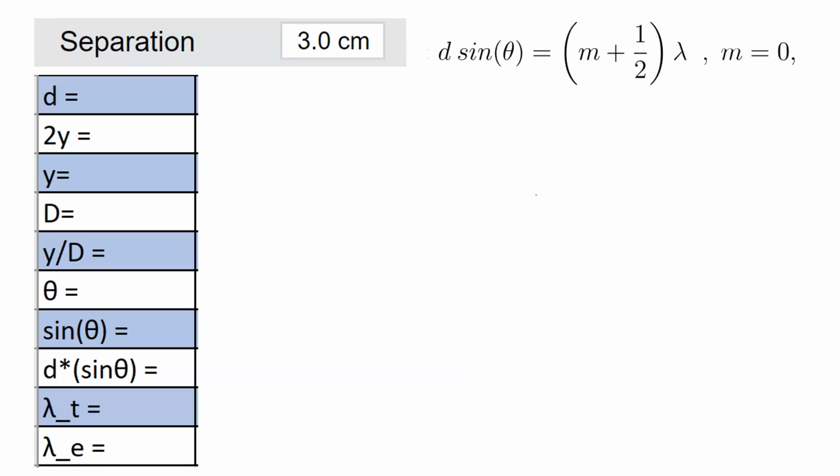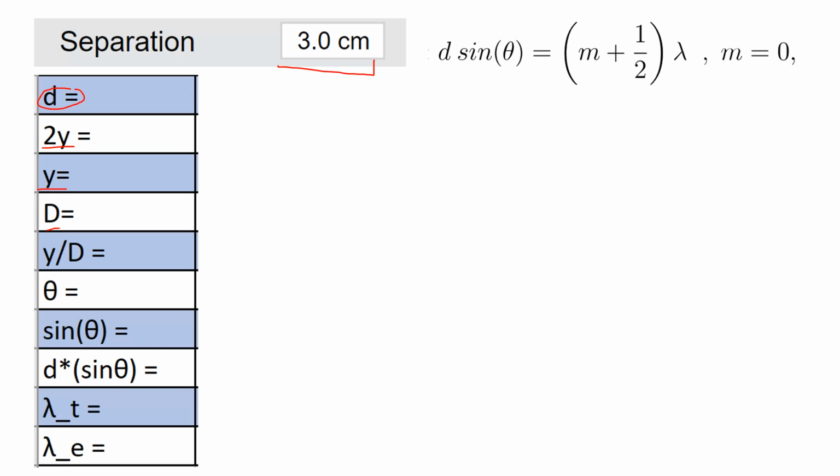Here is the process for how we're going to get to that point. First of all, for all the simulations we're going to make, the separation will always be 3 centimeters, which is this value of d right here. Then, the distance I said we're going to measure from antinodal line to antinodal line is 2 times y. Y will be the distance from the center to an antinodal line, so we need to divide it by 2. The uncertainty for y will be just the uncertainty for 2y divided by 2.